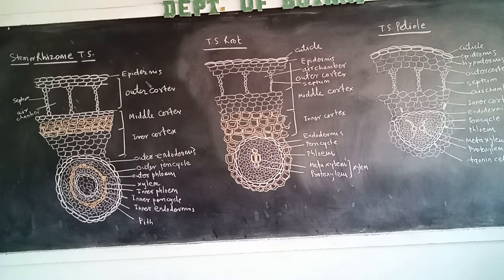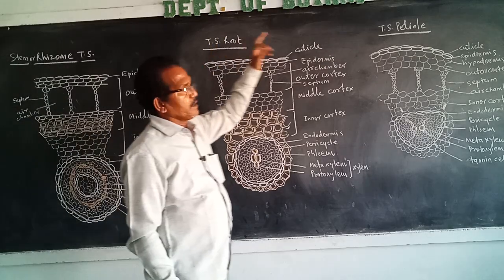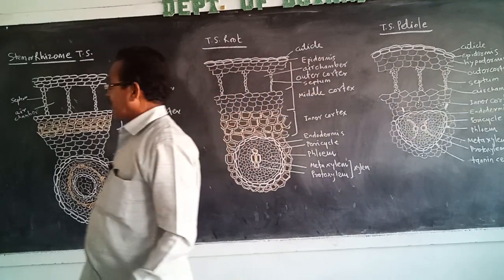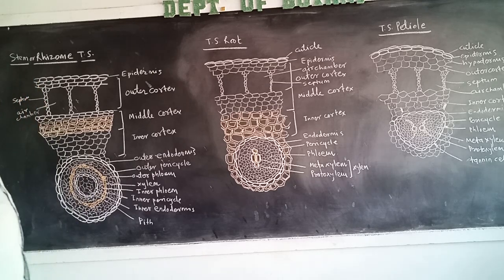Now today we study the internal structure of Marsilea: the TS of stem or rhizome, TS of root and TS of petiole. In TS of stem or rhizome, internally it shows an outermost single layer of epidermis, whose cells are compactly arranged, and the cortex below the epidermis.